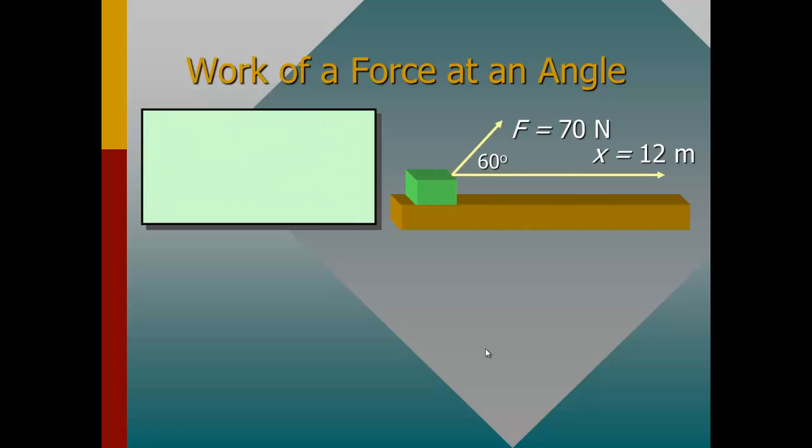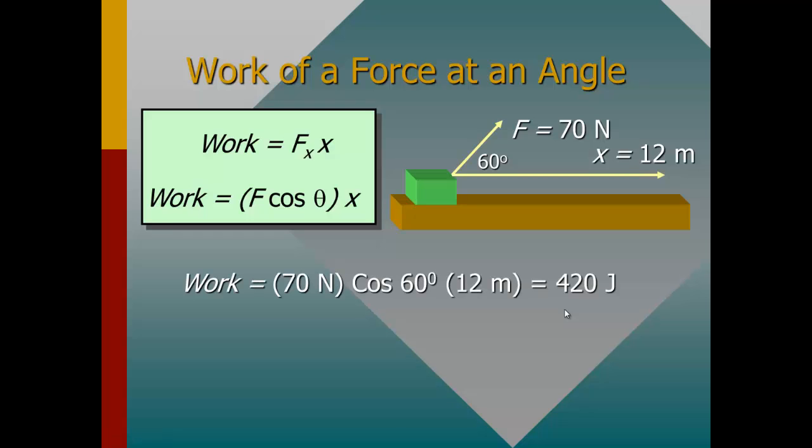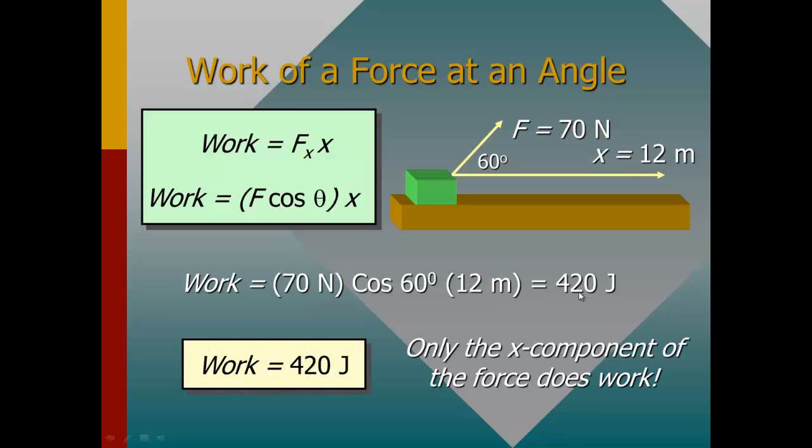So what about at an angle? At an angle, we just need the component of force that's along the x direction. In this case, theta is 60 degrees and the force applied is 70 newtons. To get the work, we take the 70 newtons of the force applied times the cosine of the angle times the displacement to get 420 joules. Only the x component of the force does the work. Only the component of the force that's along the displacement does the work.